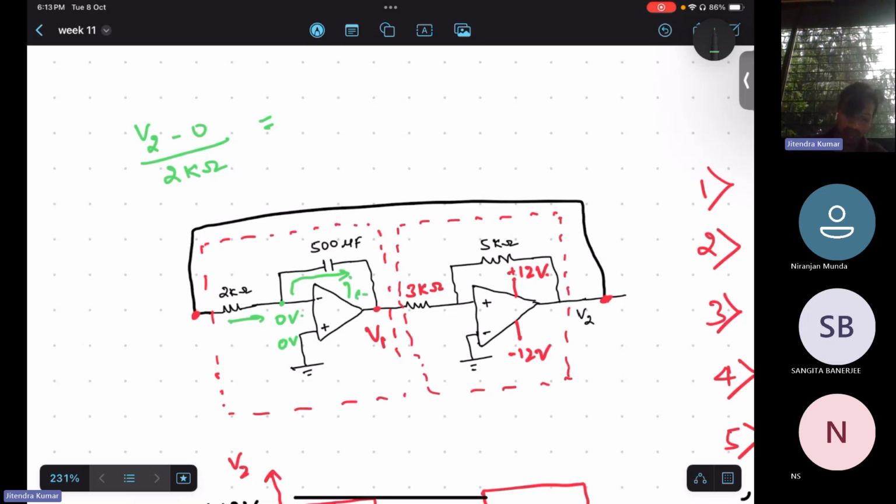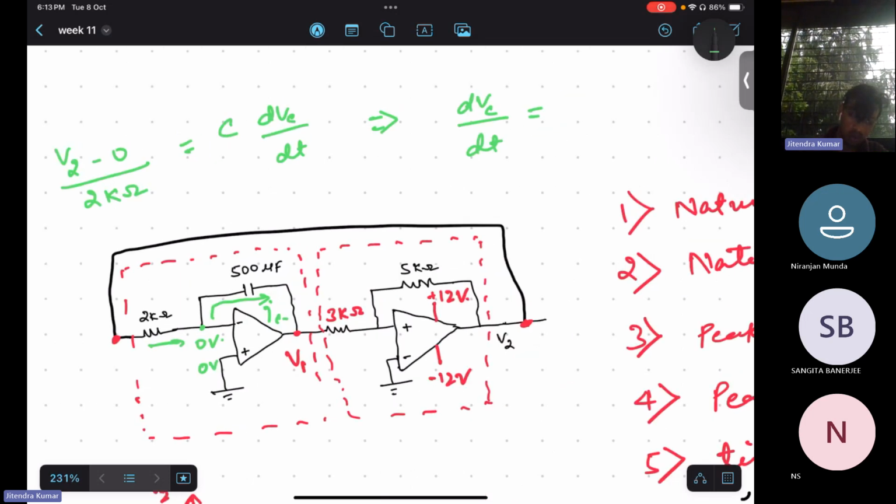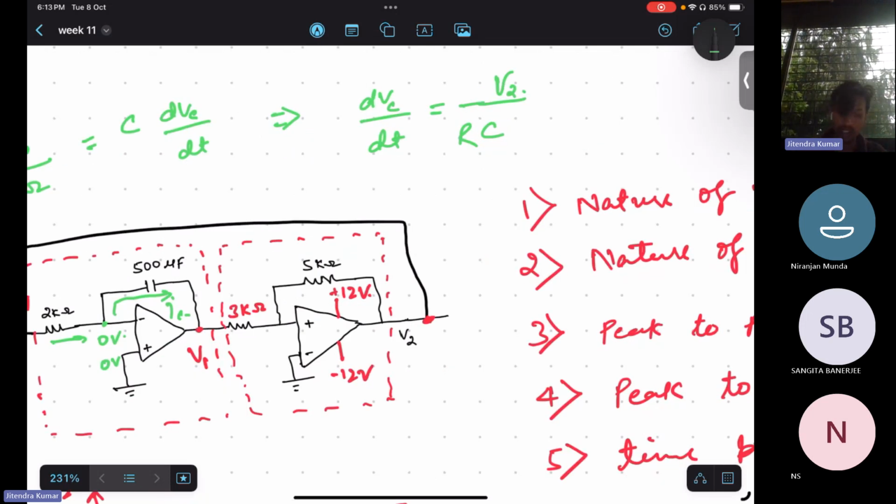IC will be C dVc by dt, right? Now dVc by dt will be equal to 1 by C and R times V2. 2 kilo ohm is R, isn't it? And this is V2. So this is our dVc by dt.